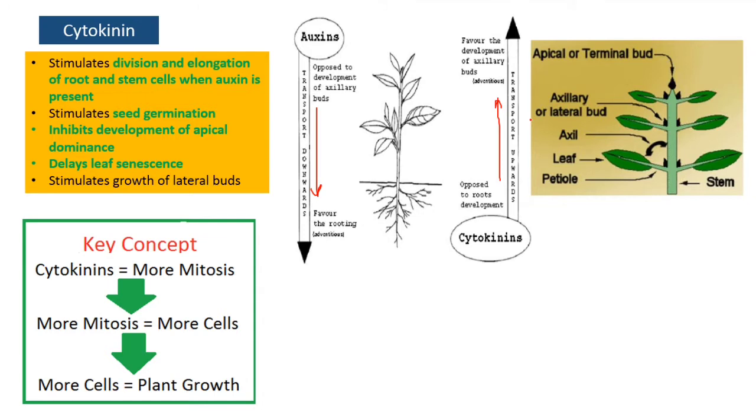The key concept for cytokinin is that cytokinin will increase more mitosis. More mitosis will increase more cells. If there are more cells, it will stimulate plant growth, because the cytokinin stimulates the cell division.